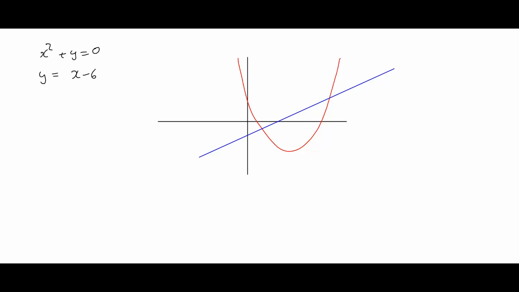A line may intersect a parabola in two positions, there and there, or it may not intersect it at all, like that, or it may touch the curve like that, and there may be one solution between the quadratic and the linear equations. So we might expect one of three cases: no solutions, one solution, or two solutions.